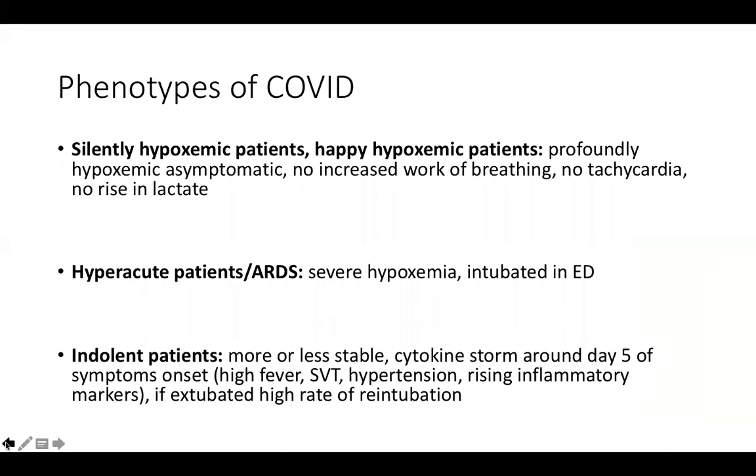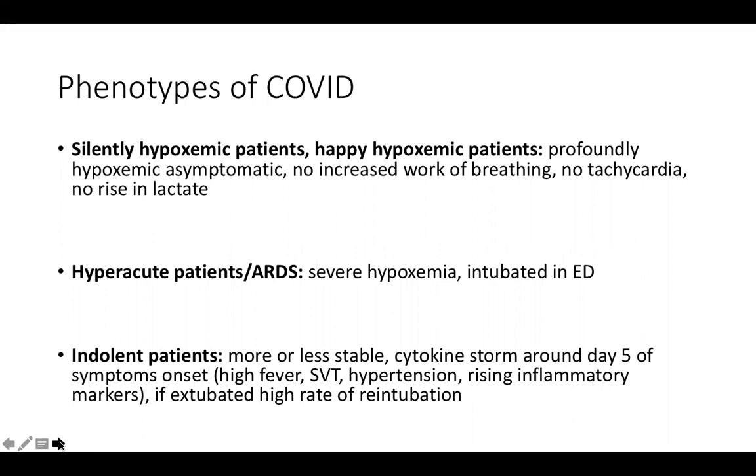So the silently hypoxemic patient is the patient who comes in the hospital at 70% and who is asymptomatic, so they don't have any end organ damage from hypoxia, no lactate, no tachypnea, no tachycardia, no increased work of breathing. They're just sitting in their bed with a saturation of 70%. And I know we've seen a lot in the hospital, so that's why I wanted to focus on these people.